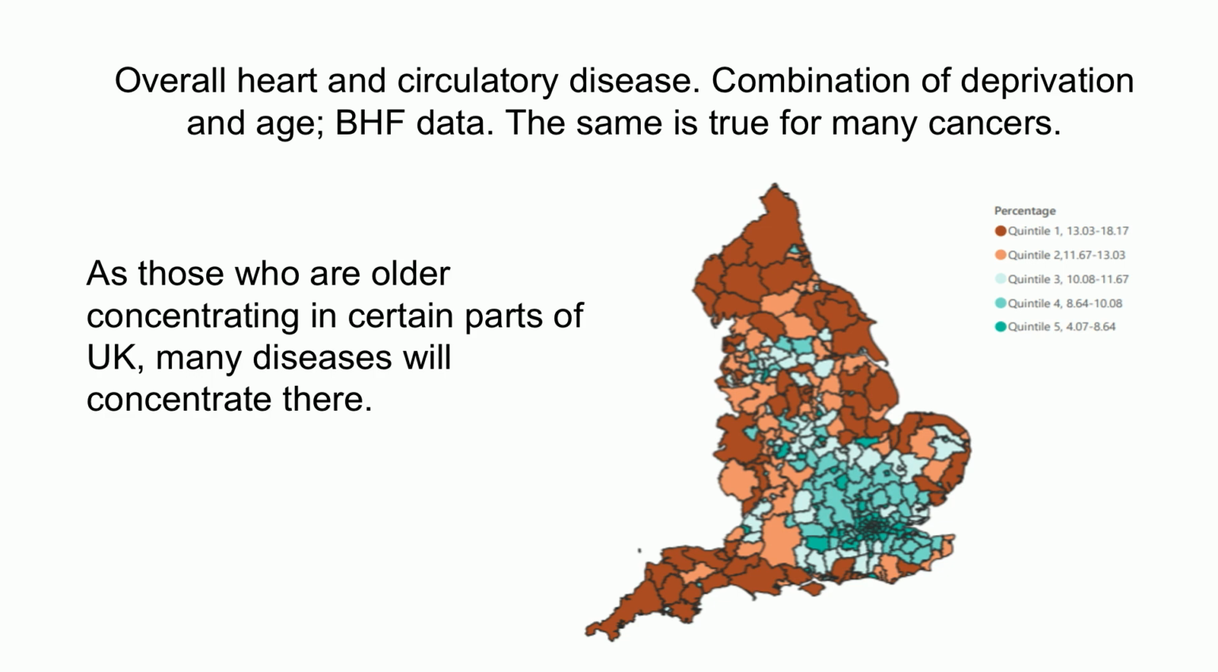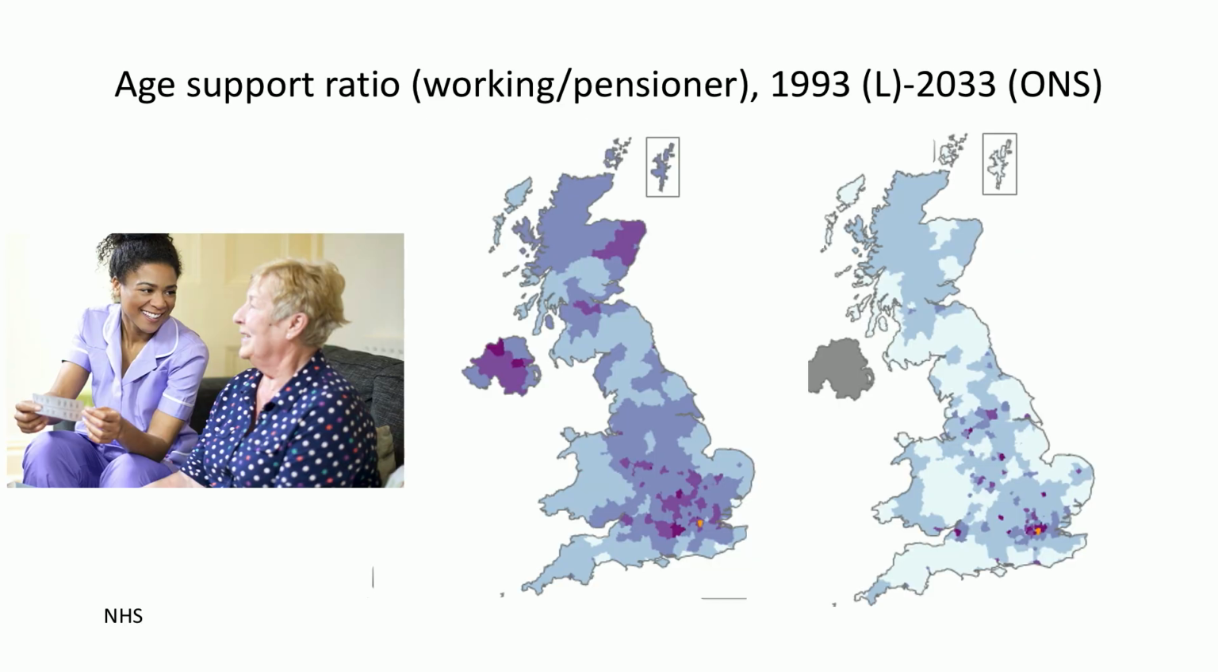and what they spare is the areas in the big cities where there are fewer older people and where there is not deprivation to the same extent. So the map of these diseases is a combination of the deprivation and the age. What we're going to do about this in the future is something we as a society are going to have to think about very seriously.